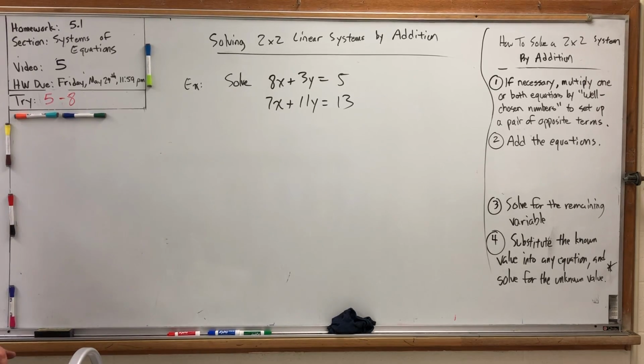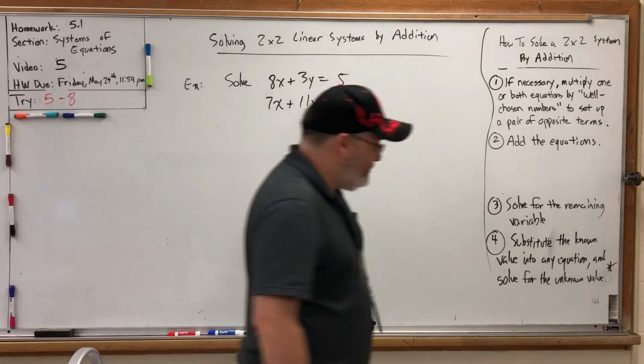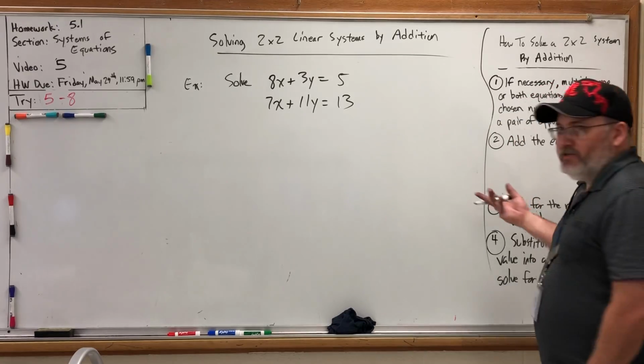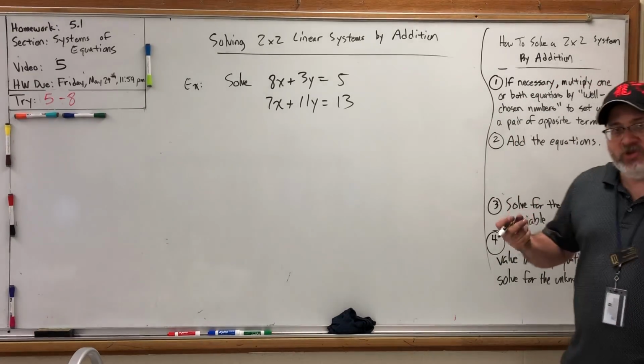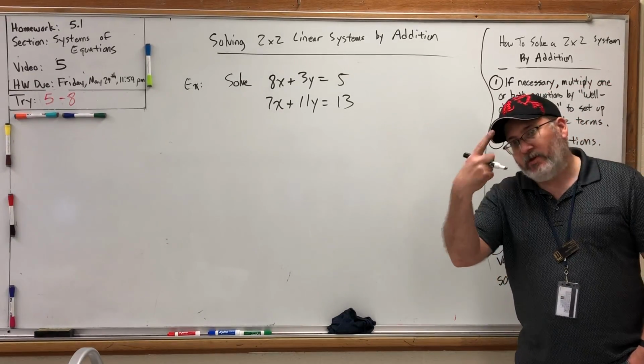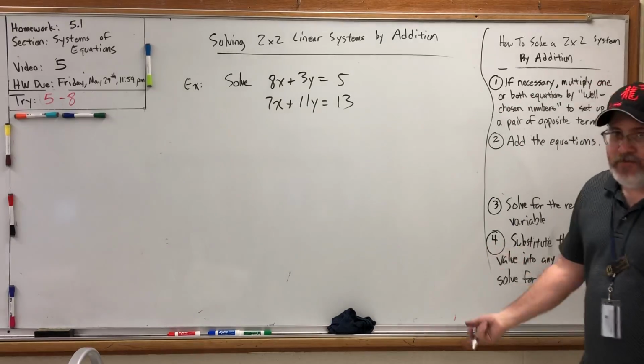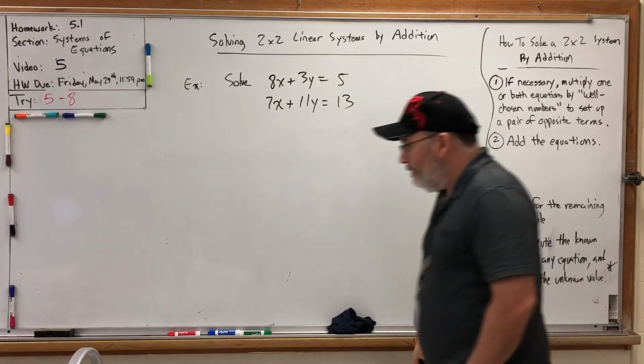In the previous video, we developed a technique for solving 2x2 linear systems by addition. And just to summarize the general plan of attack, we do some multiplying to set up some opposites. We add the equations, the opposite terms cancel, leaving us with one variable. We solve for that, and then we go back and pick up the other.